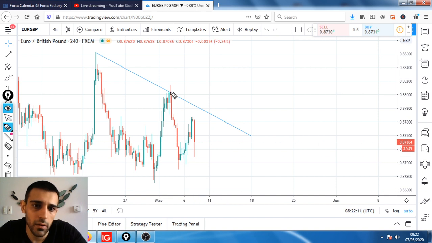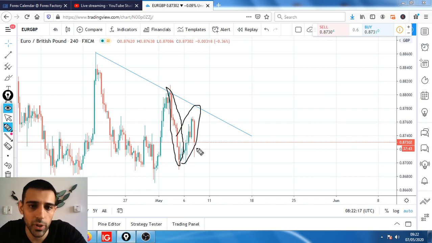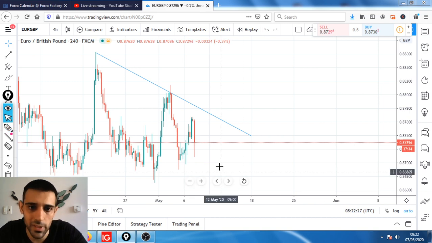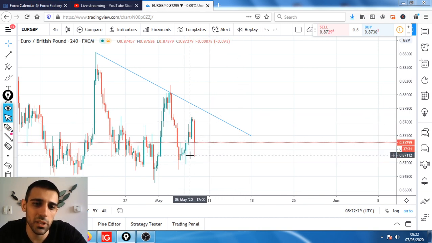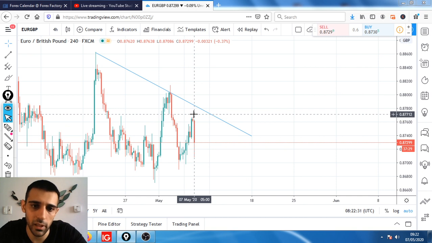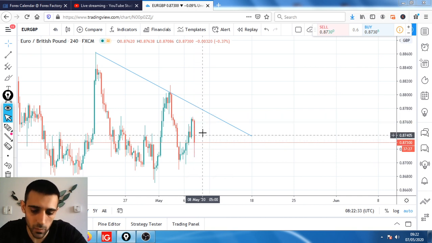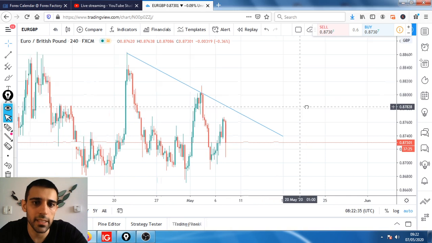Okay, so we had this crazy move on the 4 hour time frame, followed by what looks like a retracement, and then we had this aggressive move towards the downside on this 4 hourly candle, but the 4 hourly candle is not closed yet. That was due to the news, I believe. Yeah, that's due to the news, so that's why it has reacted like this.